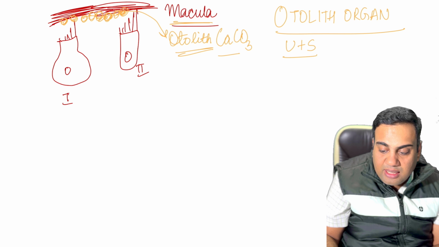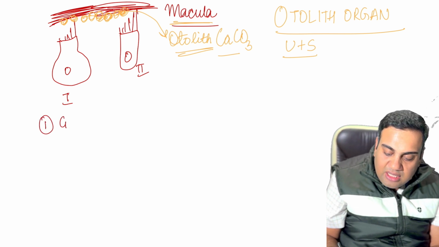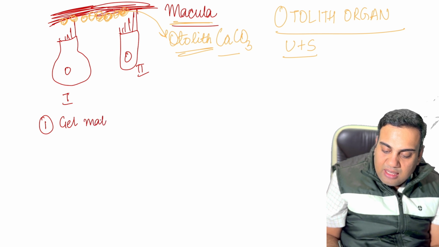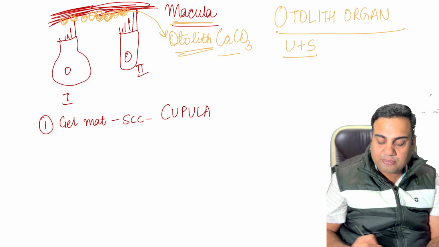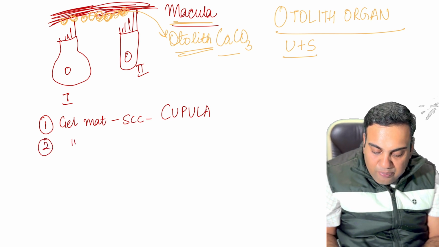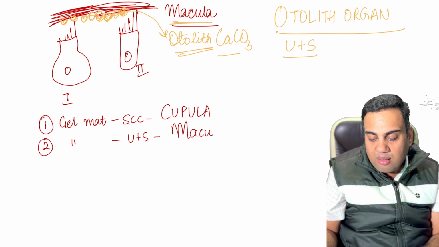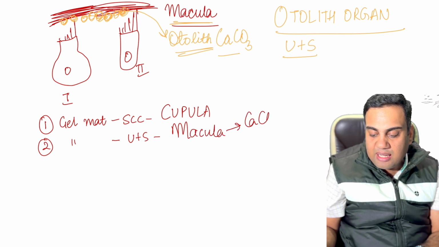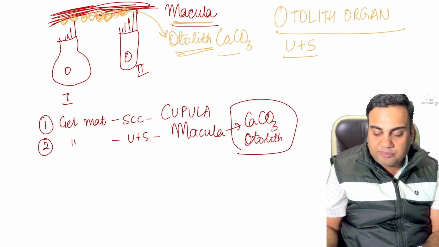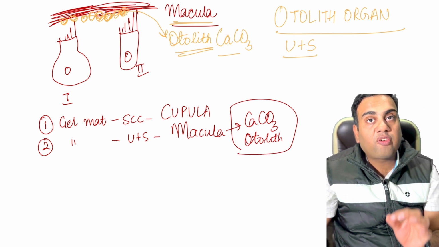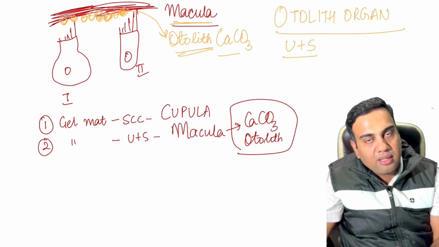So some important points that you have to remember over here is, first, the gelatinous material in the semicircular canal is called cupula, whereas the gelatinous material in utricle plus saccule is called as macula, and this macula contains calcium carbonate crystals called as the otolith. This is what you need to remember from the topic so far. Have you understood this very well?